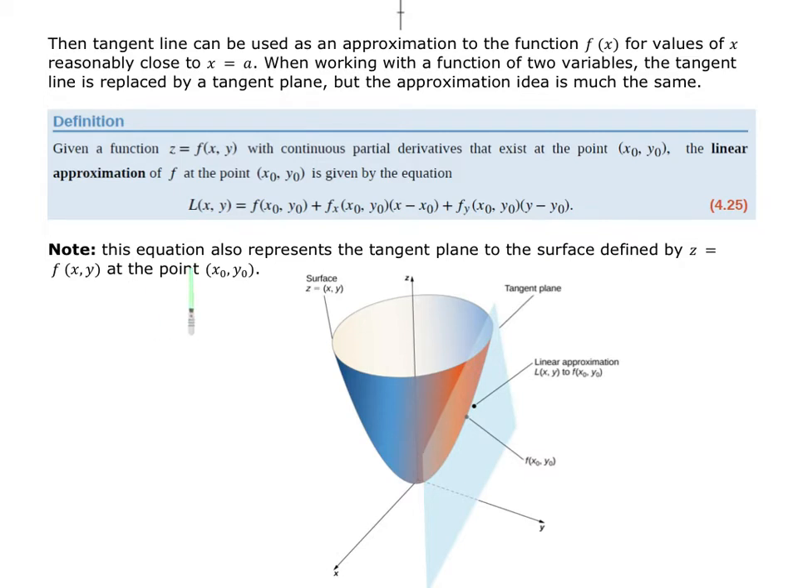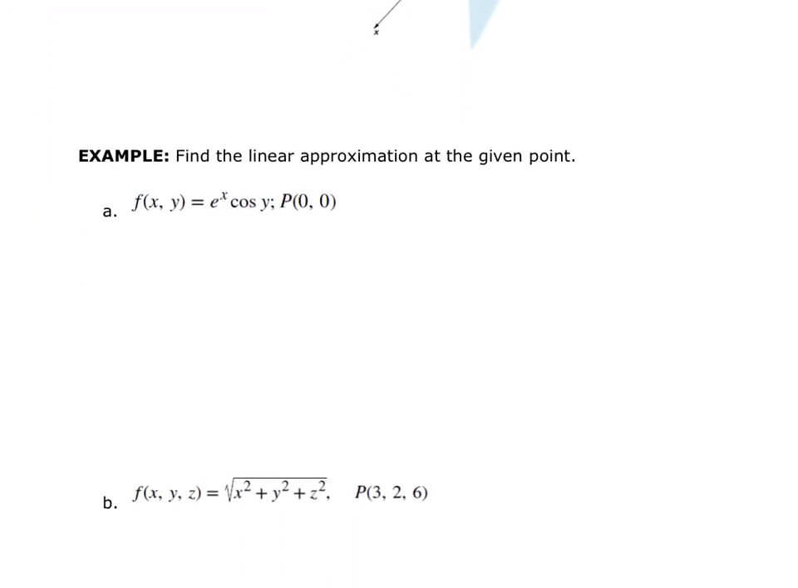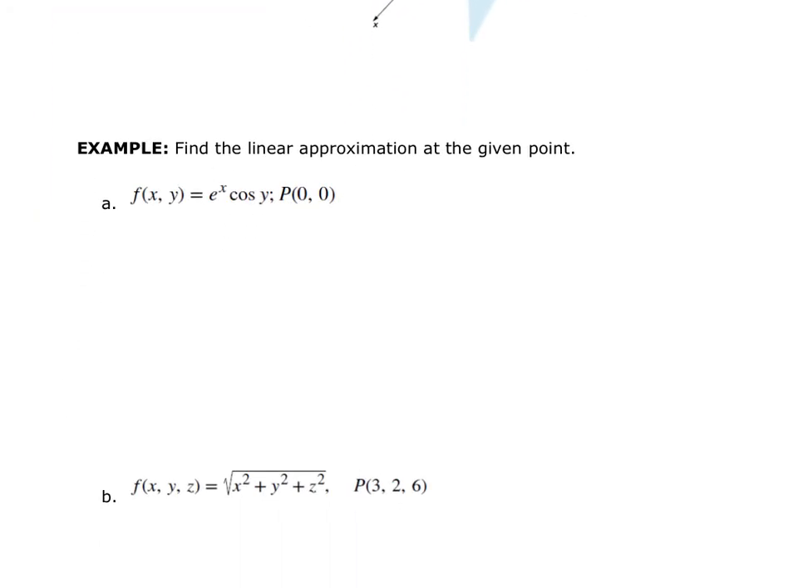Note, this equation also represents the tangent plane to the surface, defined by z equals xy, at the point x naught, y naught. It's the same thing, kind of like we had before. So, find the linear approximation at the given point. Because this equation is similar to what we had before, we need to find the partial derivatives.